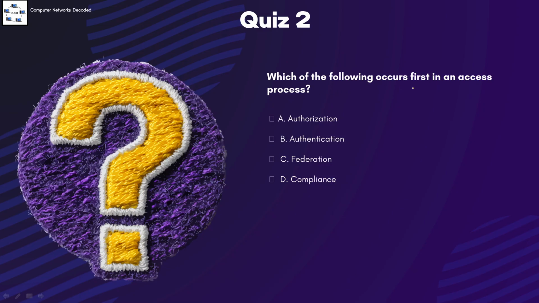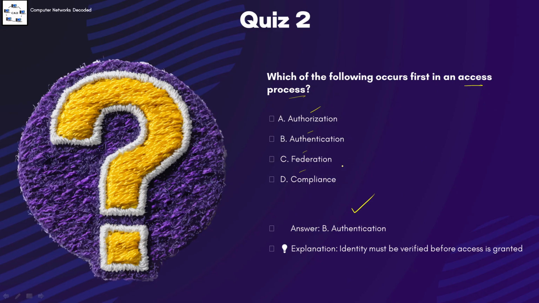Next: which of the following occurs first in an access process? Authorization, authentication, federation, or compliance? We studied this in our previous slides and the correct option is authentication. Identity must be verified before access is granted. First the user is authenticated, then the next process is authorization, then the user is granted access to certain applications and can perform certain actions.